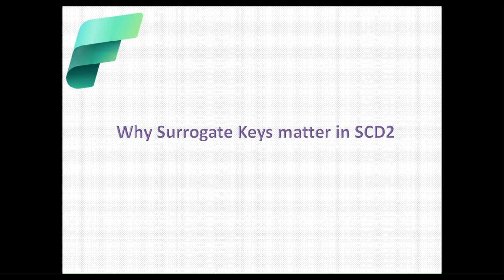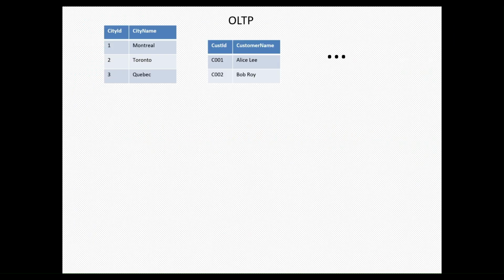Hello. So in this video we will be talking about the importance of using surrogate keys with the slowly changing dimension type 2, while taking you through an easy example that will make it easy for you to understand the concept. So first, usually in our data warehousing projects we have the data in the OLTP format.